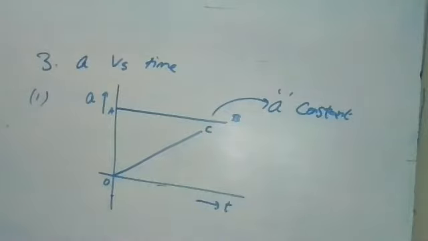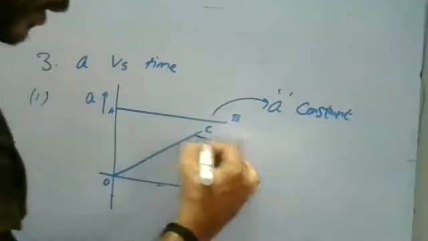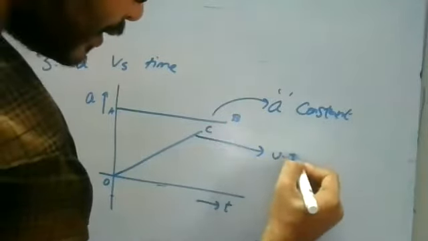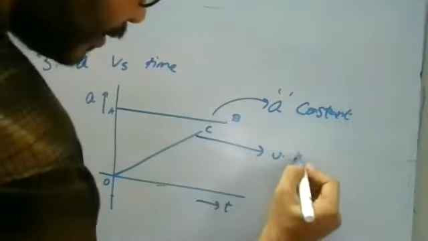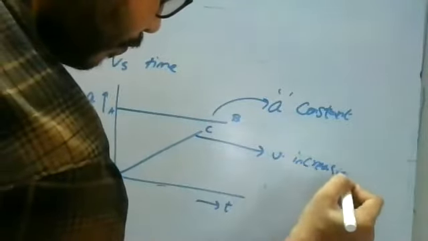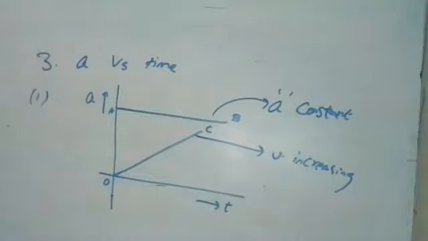Second point. When the graph is a straight line having positive slope, then acceleration is uniformly increasing. It is the line OC, uniformly increasing.